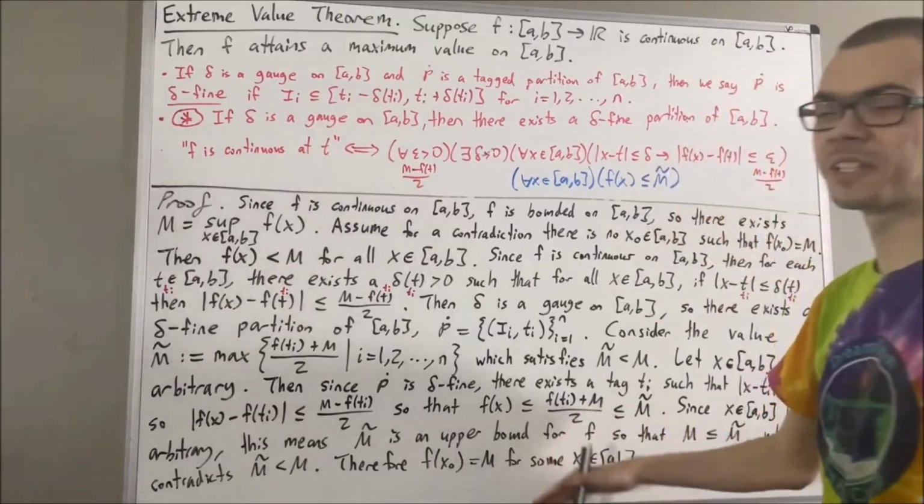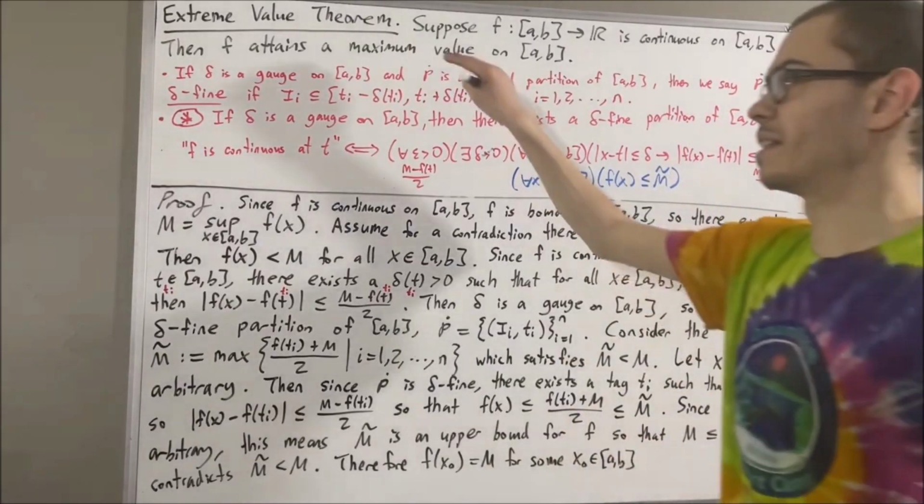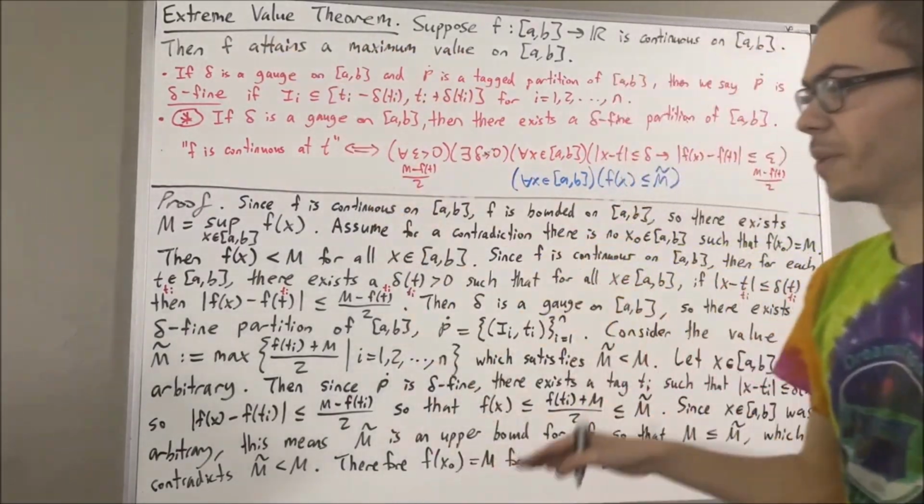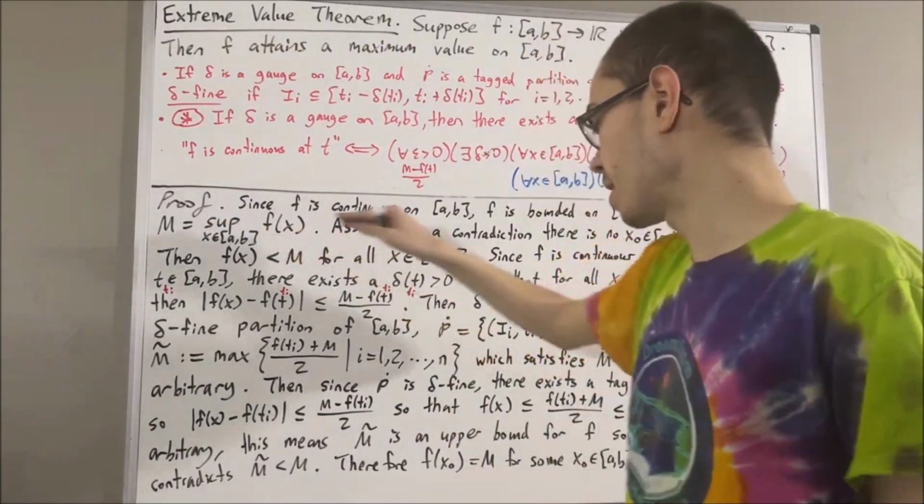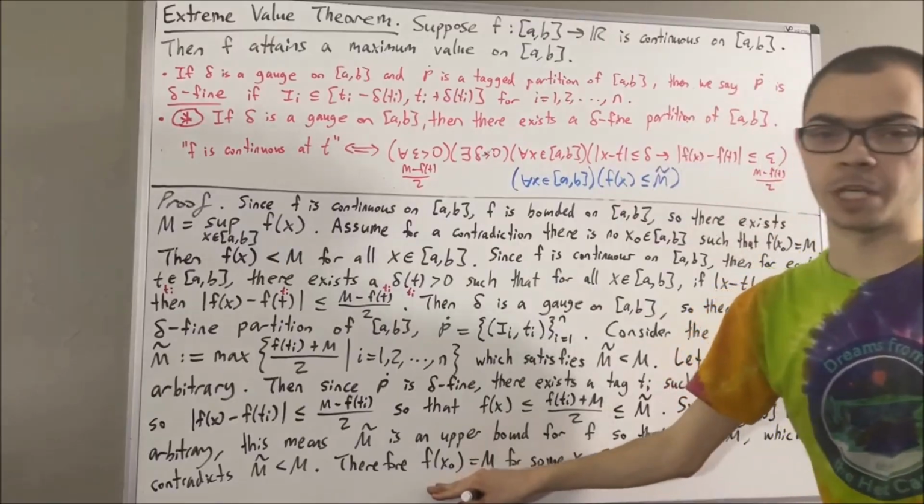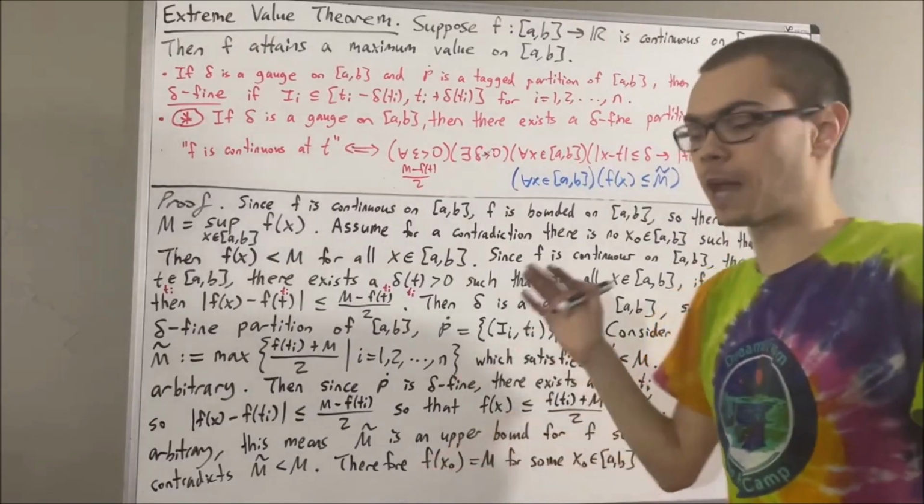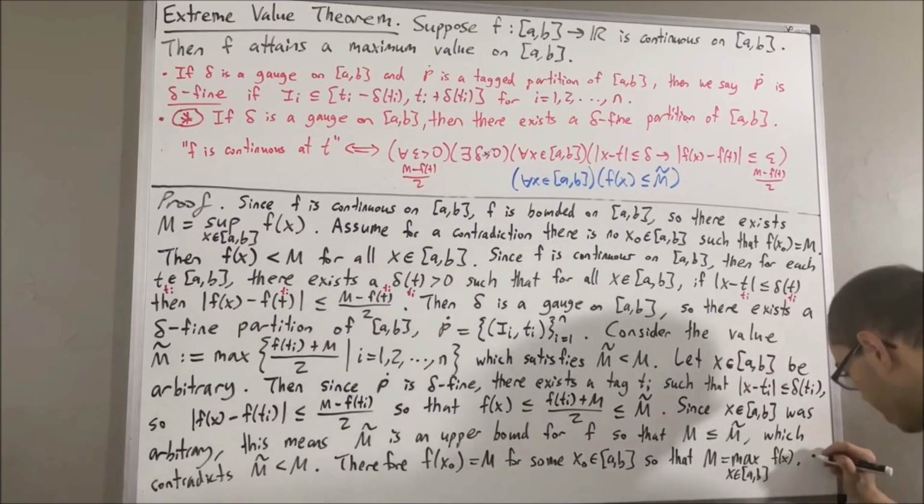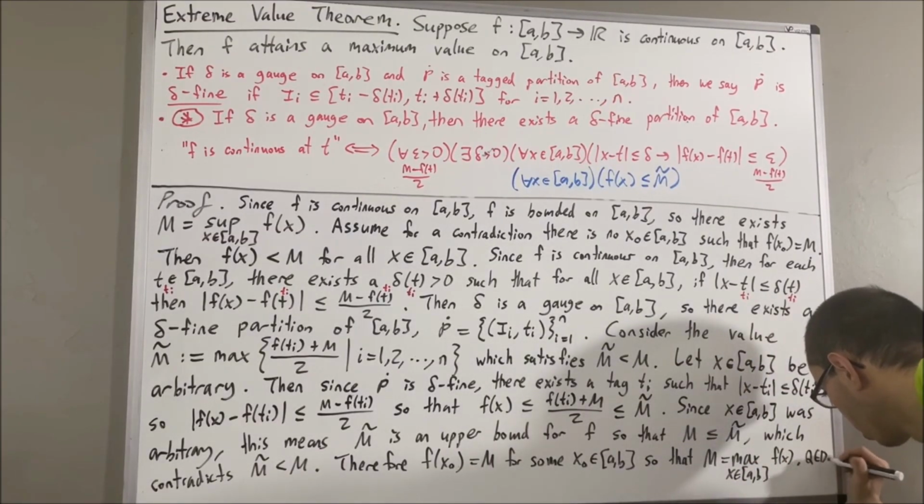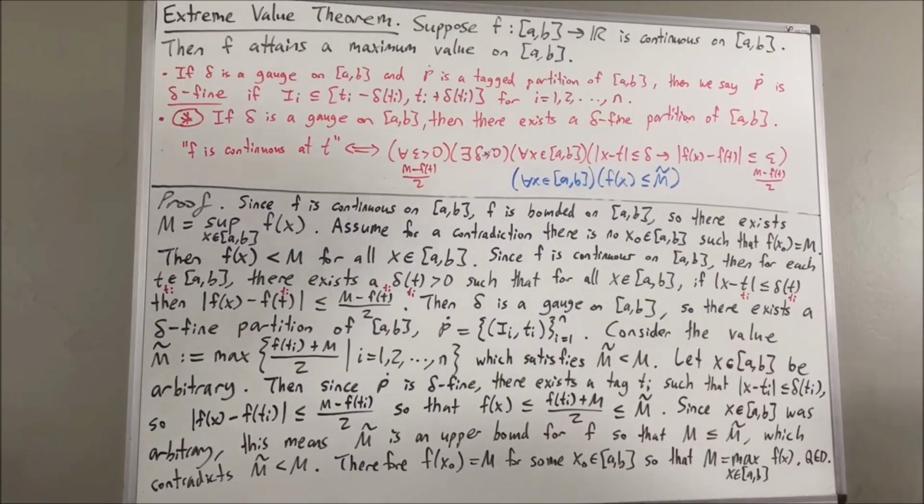But remember, that was enough to say that m is the maximum value for f. Because we know that m is greater than or equal to every output value of the function f. But since m is itself an output value of the function f, well then m must be the maximum value for f. And so this completes the proof. And so yeah, that's pretty much it for this video.